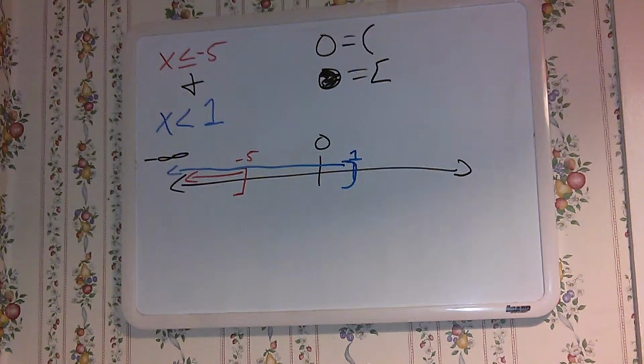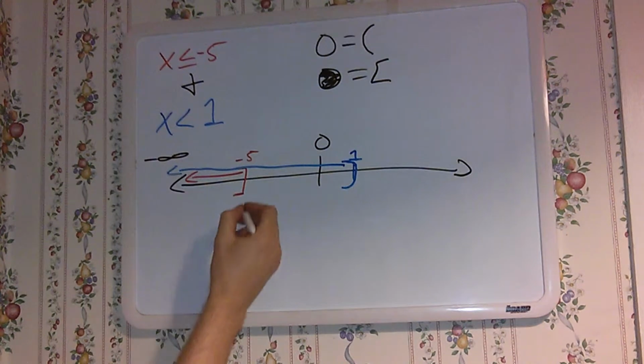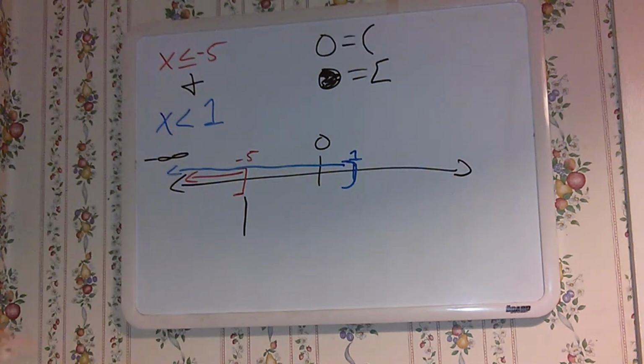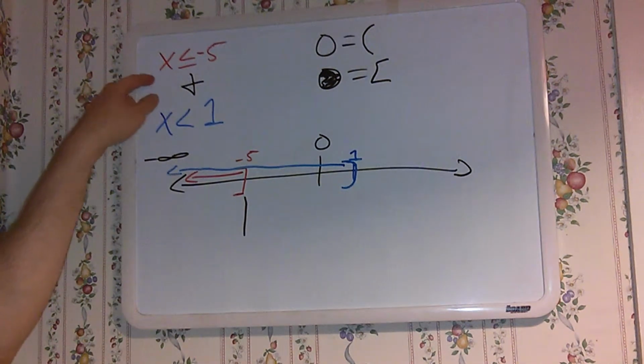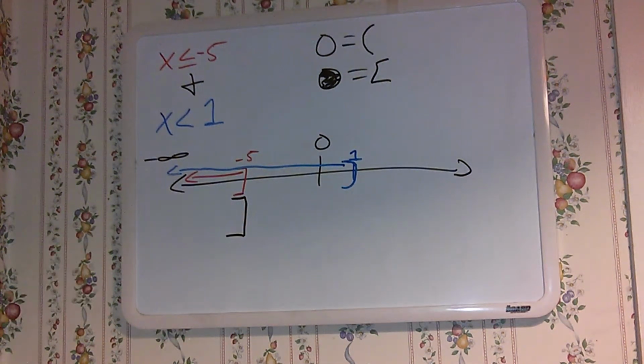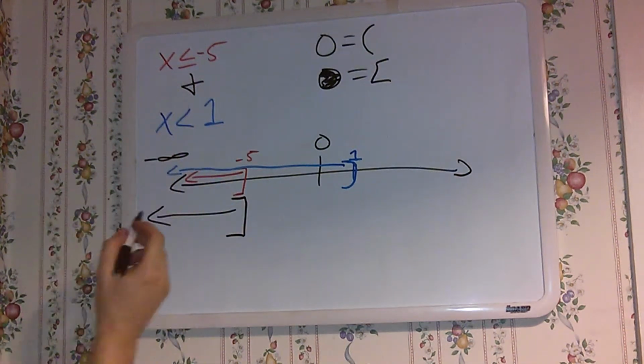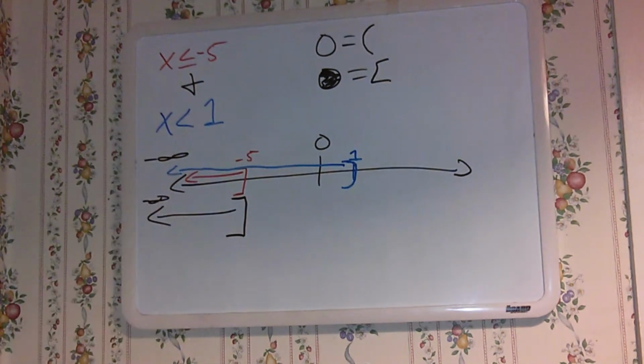Okay, now our next question, we're looking for possible solutions, is where do these two lines cross? Because that's the only place we can have a solution, because that's the only place that meets both of these inequalities. And if we look right here at -5, and remember -5 is included in our set because x could be equal to -5, we know we've got that right there all the way down. These lines cross all the way to -infinity.